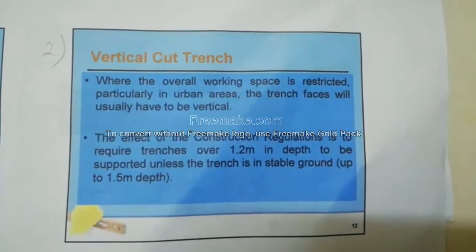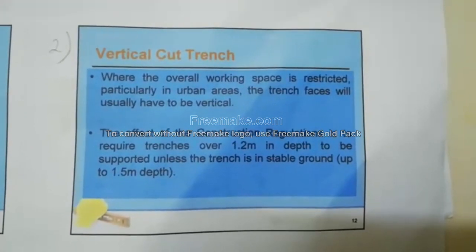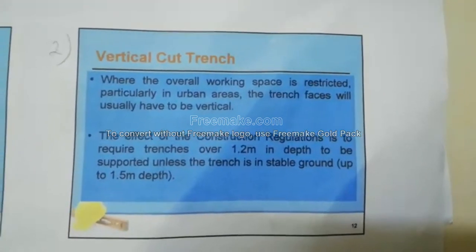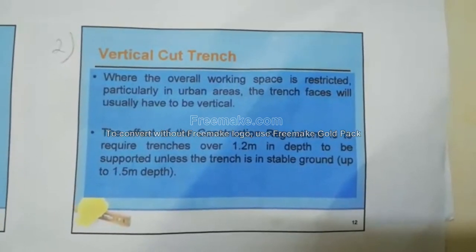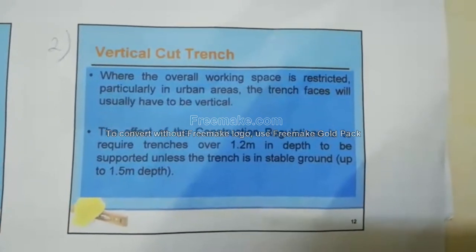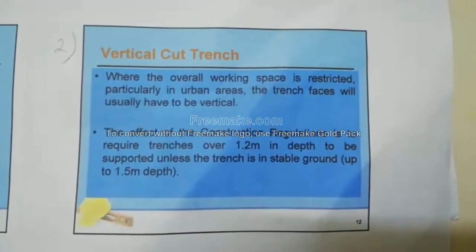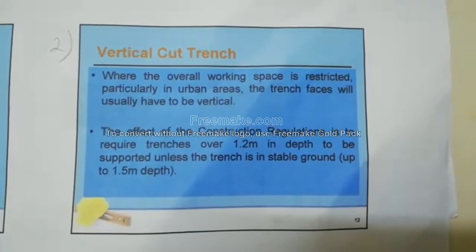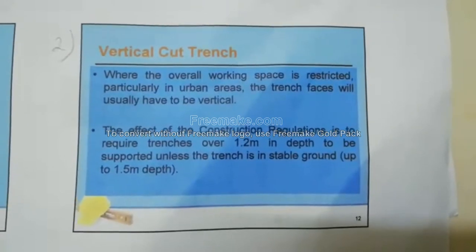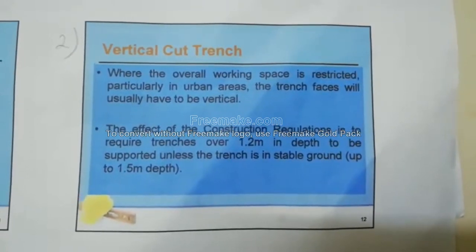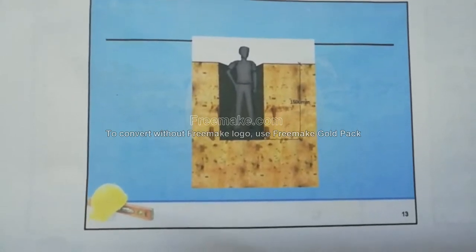Next is vertical cut trench, where the overall working space is restricted. Particularly in urban areas, the trench faces will usually have to be vertical. The effect of the construction regulation is to require trenches over 1.2 meters in depth to be supported unless the trench is in stable ground up to 1.5 meters depth. This is the diagram for vertical cut trench.